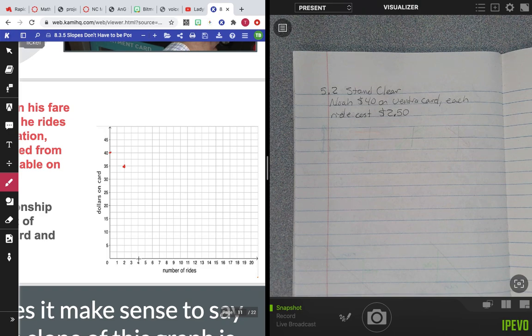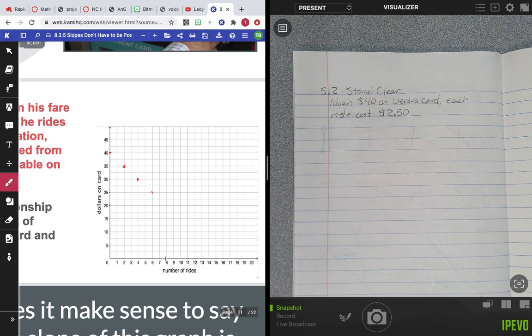If he does 4 rides, I have to figure out how much the 4 rides cost, which is 4 times $2.50, which is $10. And then if I take that away from what he started off with, he now has $30 left on his card. And then if he does 6 rides, that's taking more money off of his card, about $15. Take that away from 40. 6 rides, he will have $25 left.